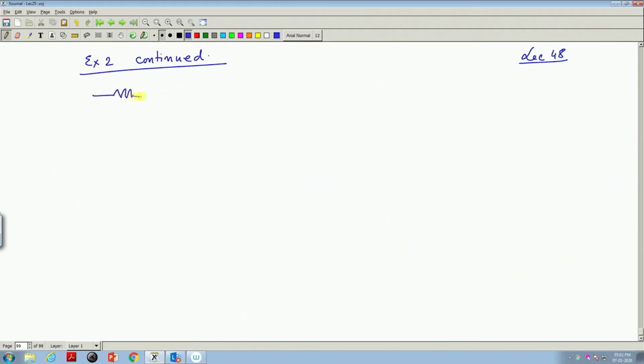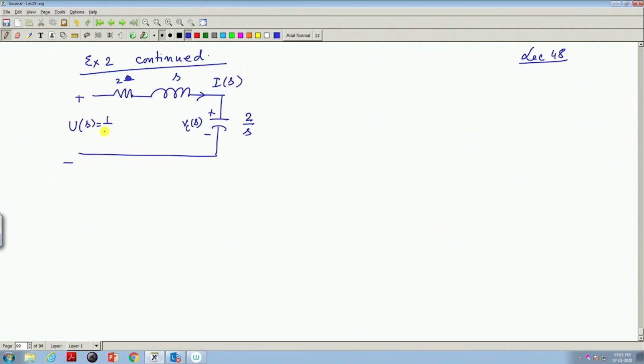Better to draw the circuit, so that we understand what is what. This is the thing: 2 ohm, then this is sL, which was s, and this was 2 by s for the capacitance, and this is the voltage I want to find out. First the Laplace transform: this is the current I(s), and the voltage U(s) is equal to 1 over s. We have already got this I(s), we have solved for it.